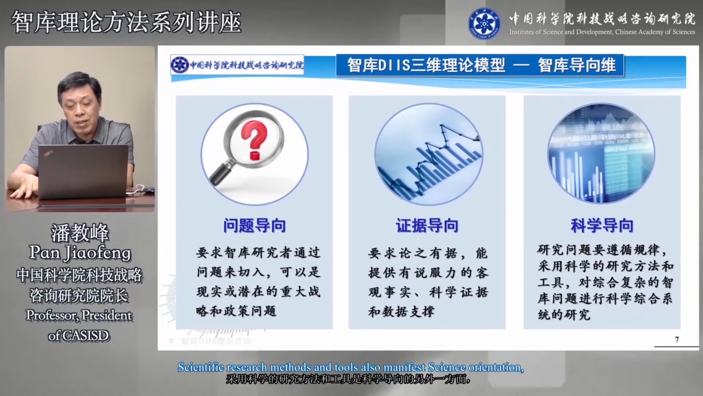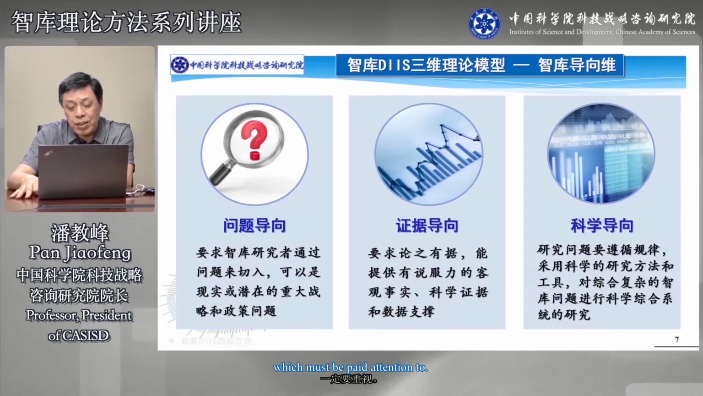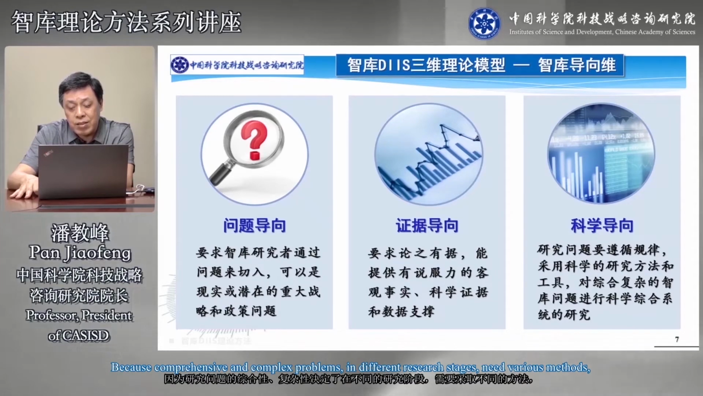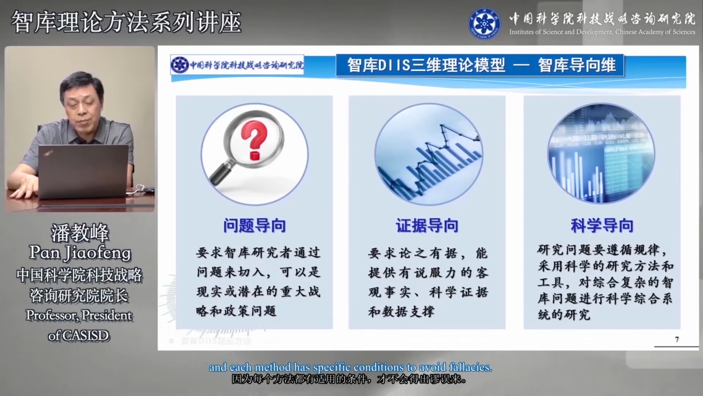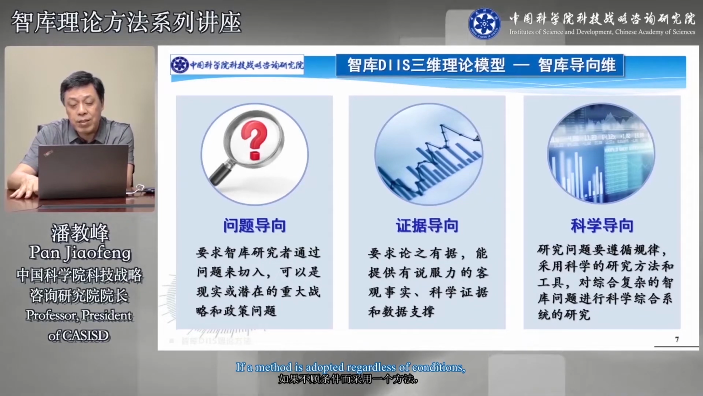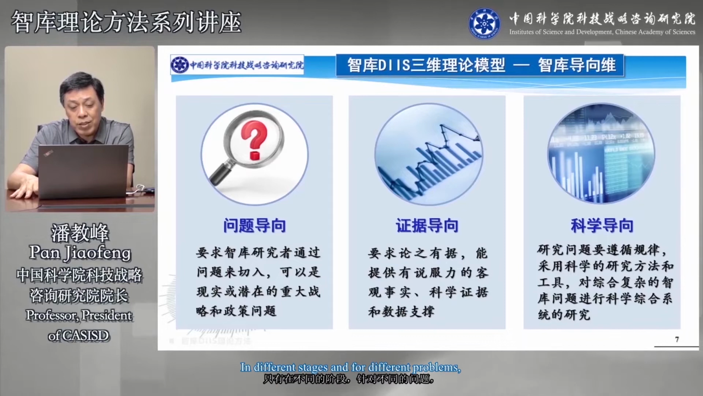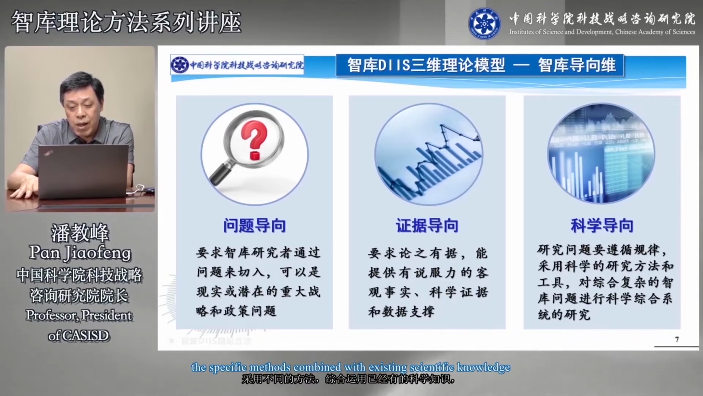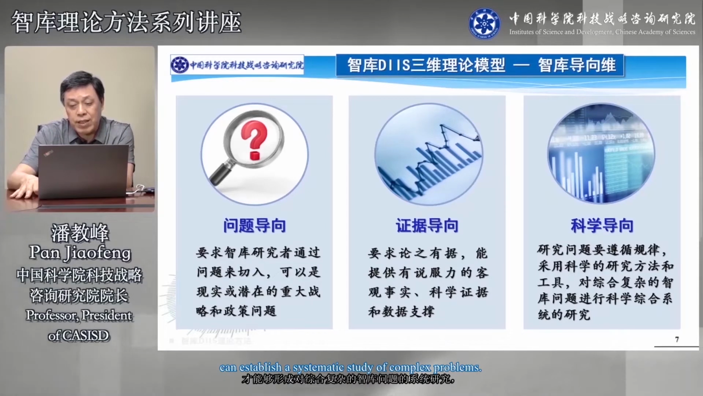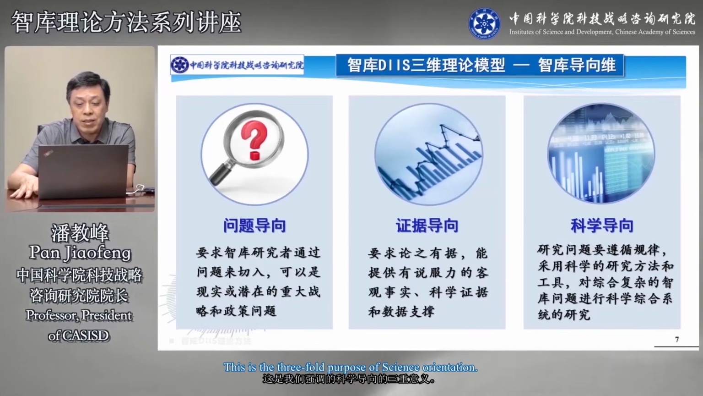Scientific research methods and tools also manifest science orientation, which must be paid attention to, because comprehensive and complex problems in different research stages need various methods, and each method has specific conditions to avoid fallacies. If a method is adopted regardless of conditions, some absurd conclusions might come out. In different stages and for different problems, the specific methods combined with existing scientific knowledge can establish a systematic study of complex problems. This is the threefold purpose of science orientation.